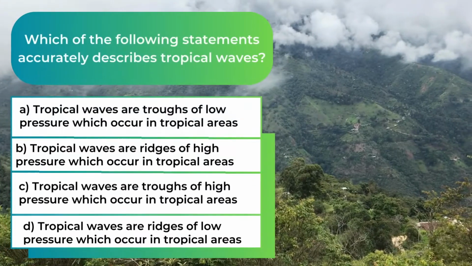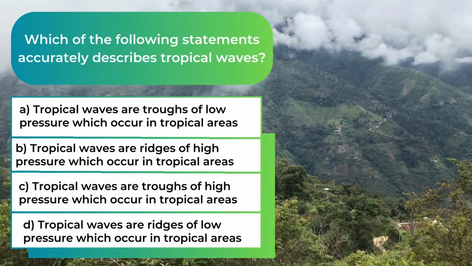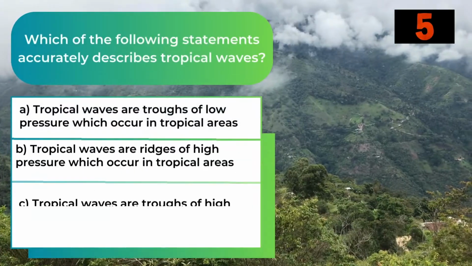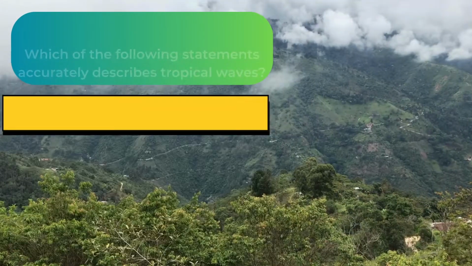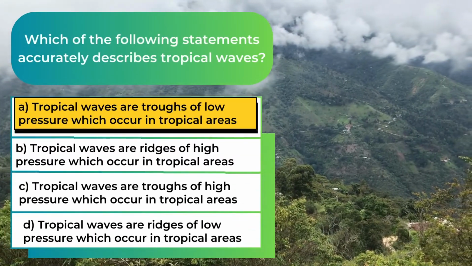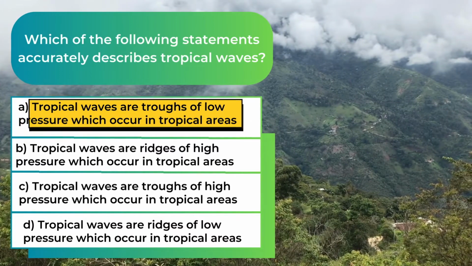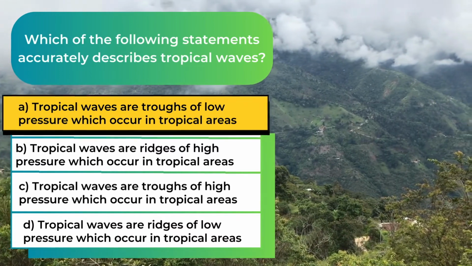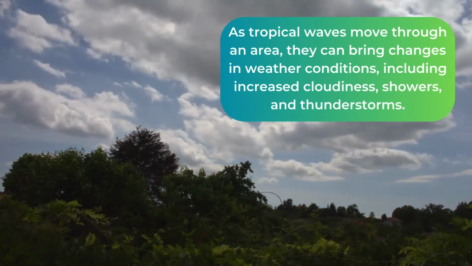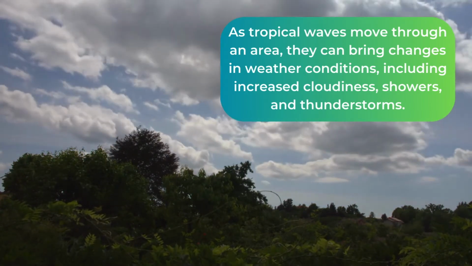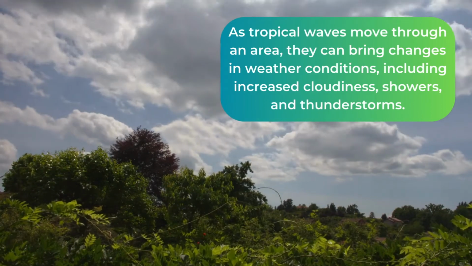Which of the following statements accurately describes tropical waves? The answer is A. Tropical waves are troughs of low pressure which occur in tropical areas. As tropical waves move through an area, they can bring changes in weather conditions, including increased cloudiness, showers, and thunderstorms.